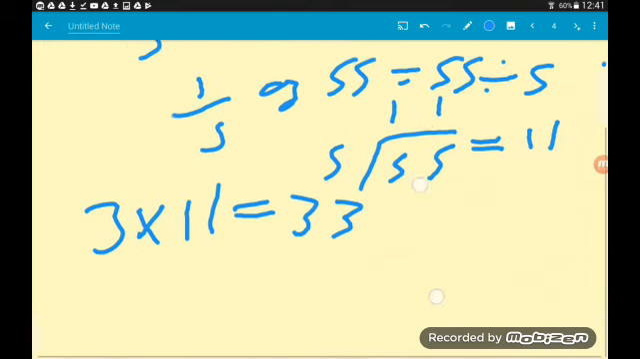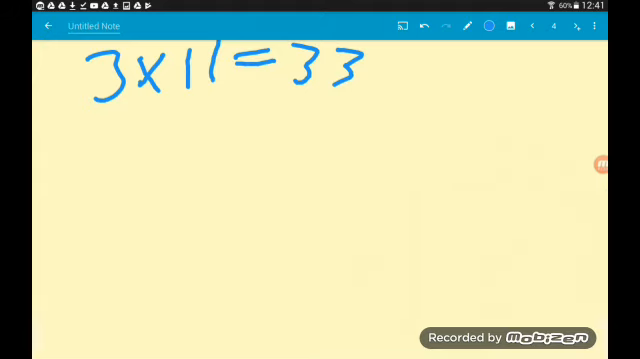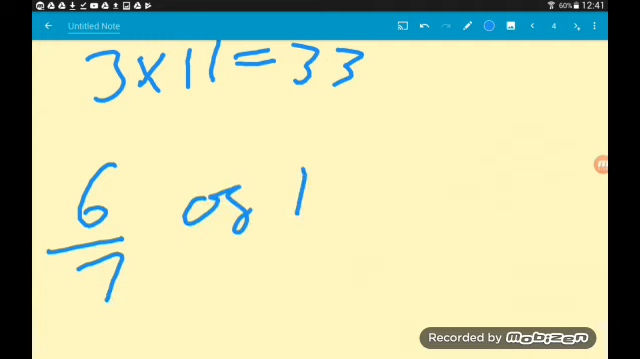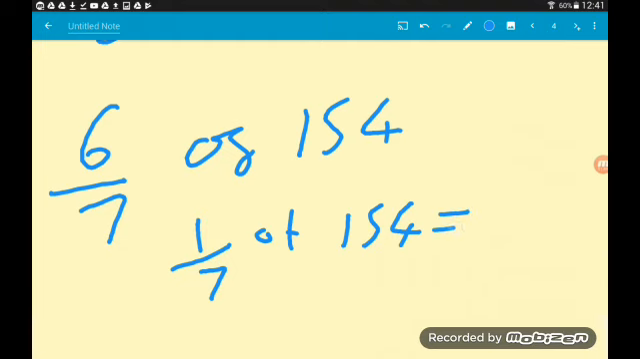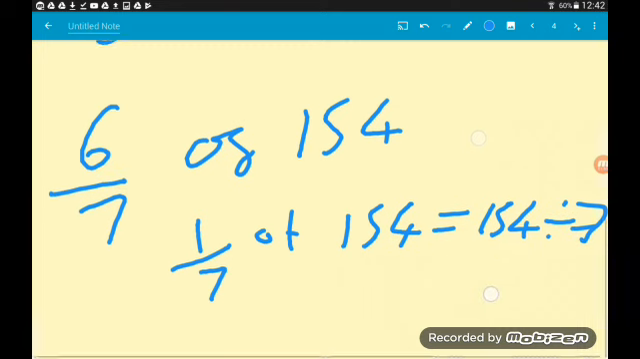So let's do another one. Let's say we want to find 6/7 of 154. So we first of all find 1/7 of 154, which is 154 divided by 7. Bus stop.